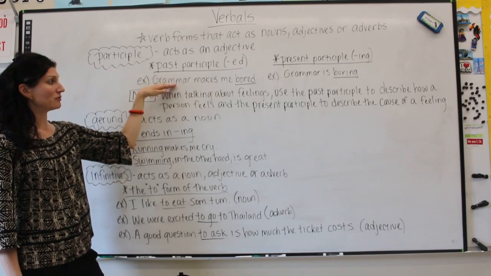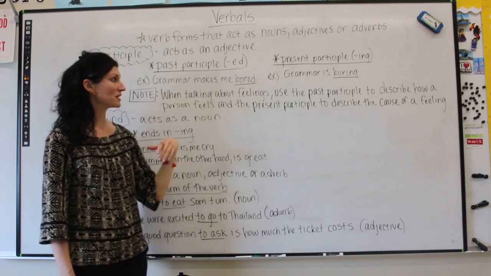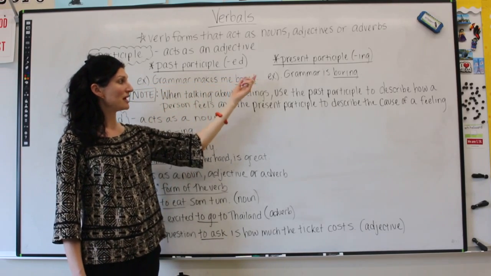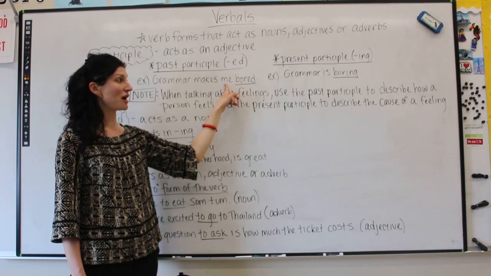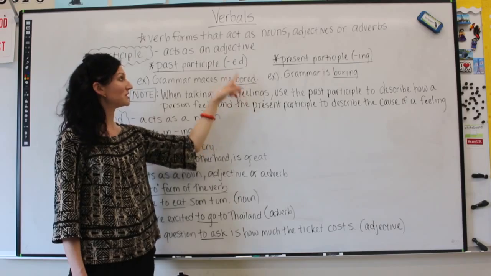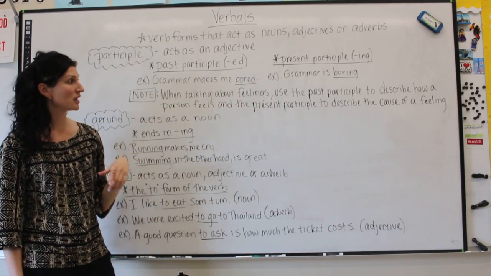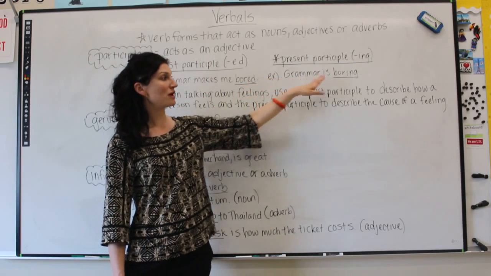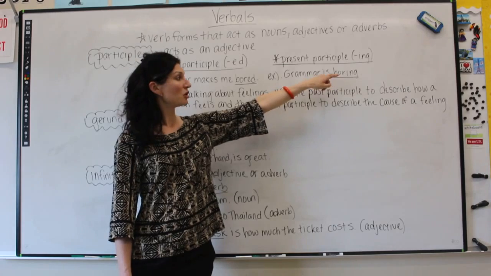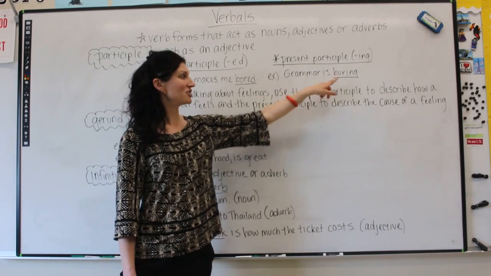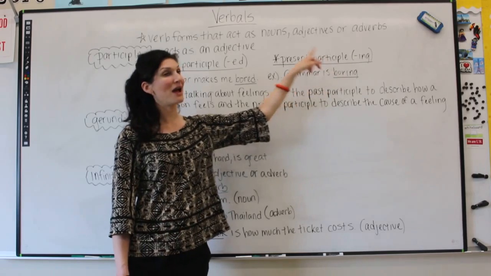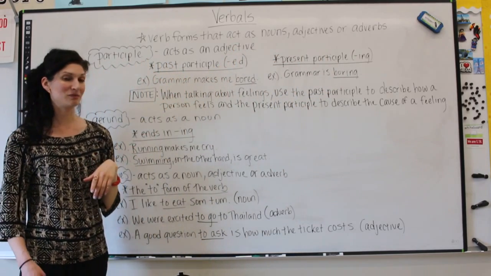For our first example, we have, grammar makes me bored. So in this example, bored is modifying the pronoun me. Okay, it's describing the pronoun me. Therefore, it's acting as an adjective. In this example, we have, grammar is boring. Boring is modifying grammar. So it's describing grammar and therefore acting, again, as an adjective.